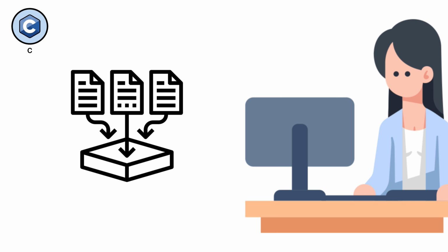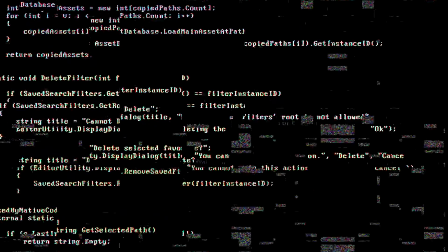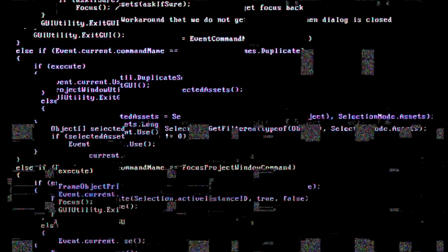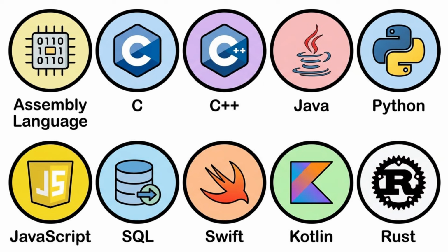You manage memory yourself in C, which means you decide when to allocate it and when to free it. That level of control is powerful, but it's also where most bugs come from. One mistake with memory management and your program crashes or becomes vulnerable to attacks.